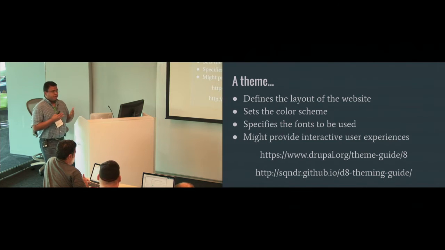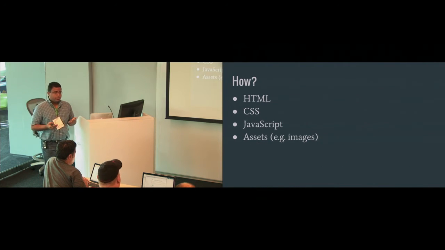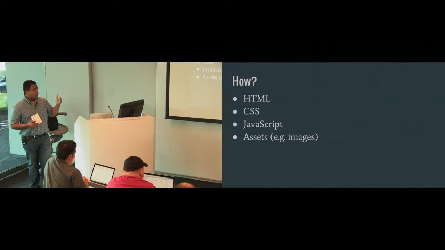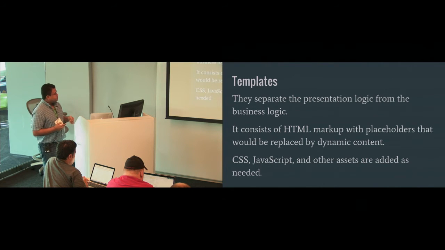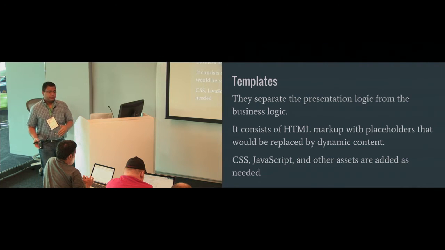How can a theme do all of this stuff? In the end, we're talking about the web, and the web is reading HTML, CSS, JavaScript, and also we have assets, for example, the images. So the theme is going to be responsible for creating this stuff. Now, how does the theme create that stuff? Using templates. Templates are used to separate the presentation logic from the business logic.